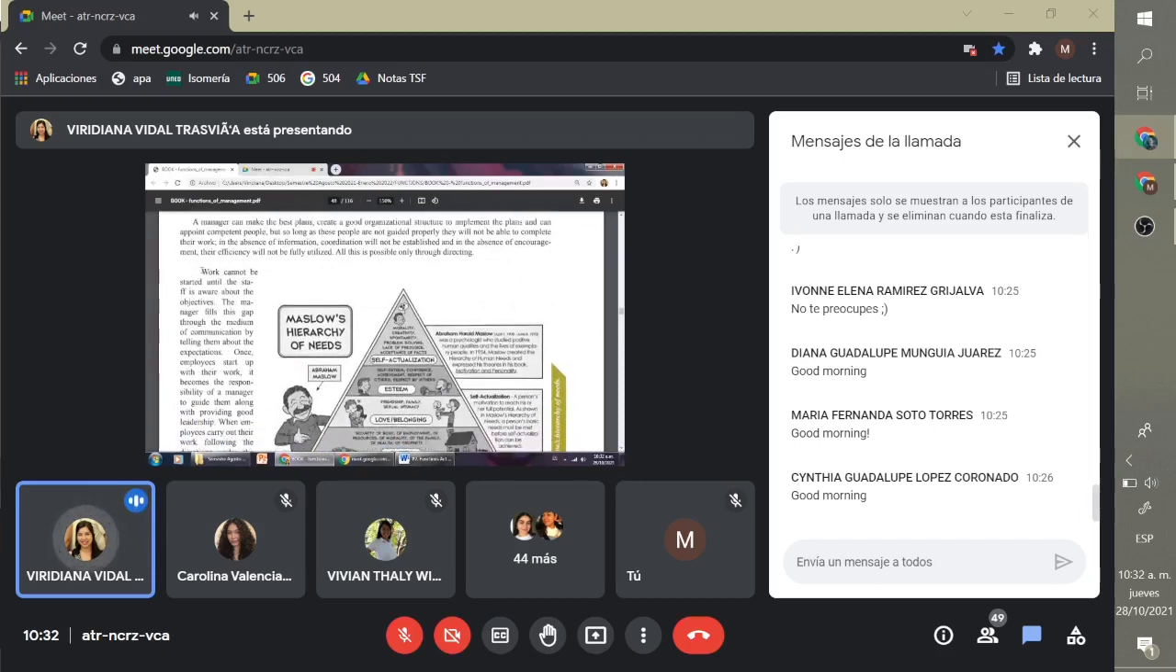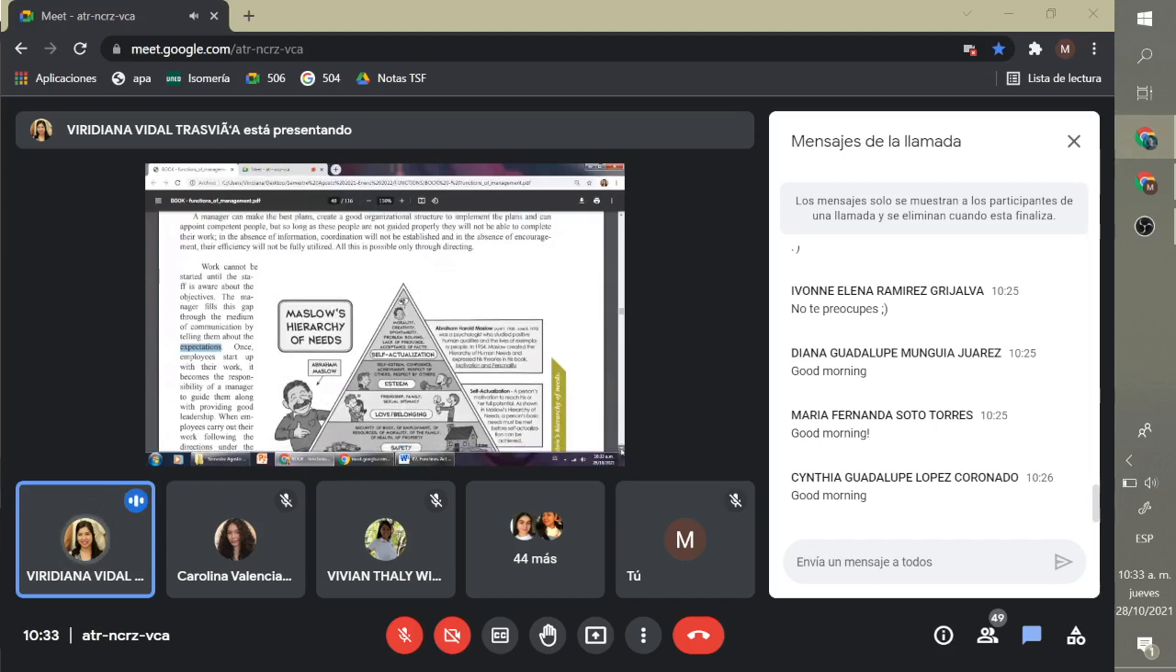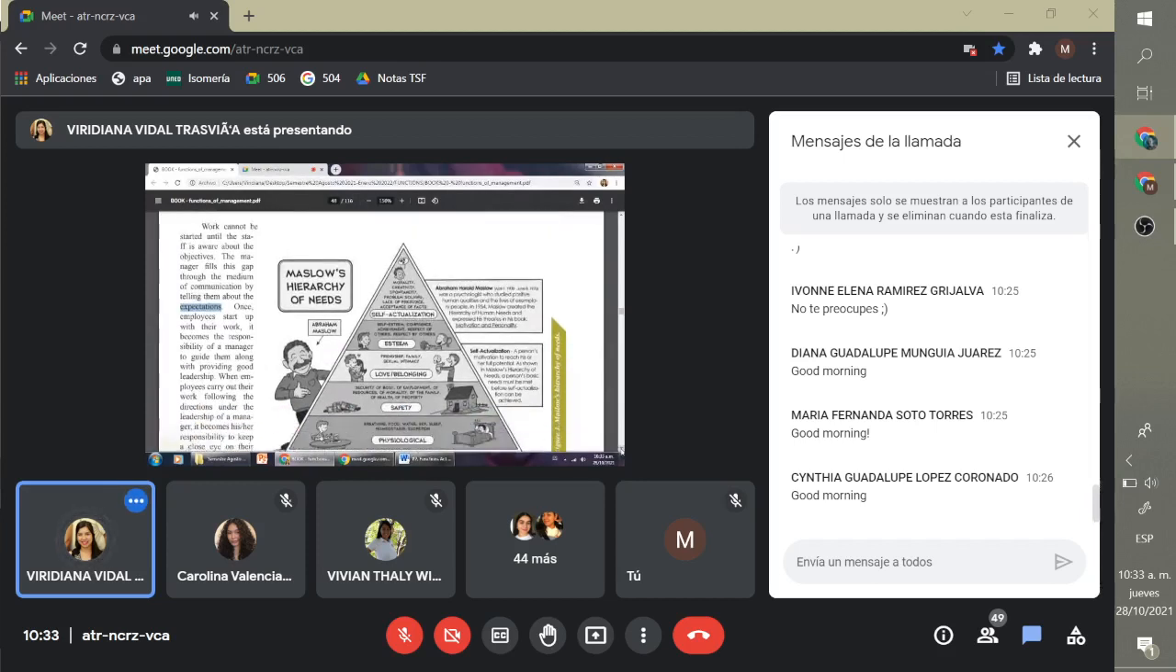Then it says work cannot be started until the staff is aware about the objectives. So what are you going to do if you don't know what to do? A good director is going to guide you and tell you exactly what your job is. Then the manager fills this gap through the medium of communication by telling them about the expectations. Okay, I'm expecting you to do this today.